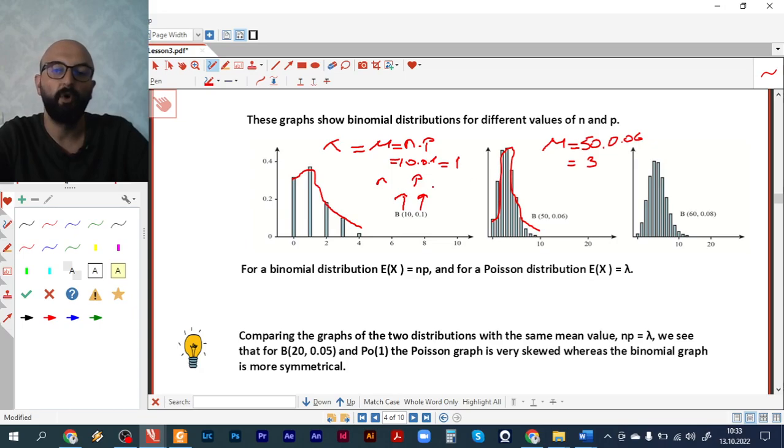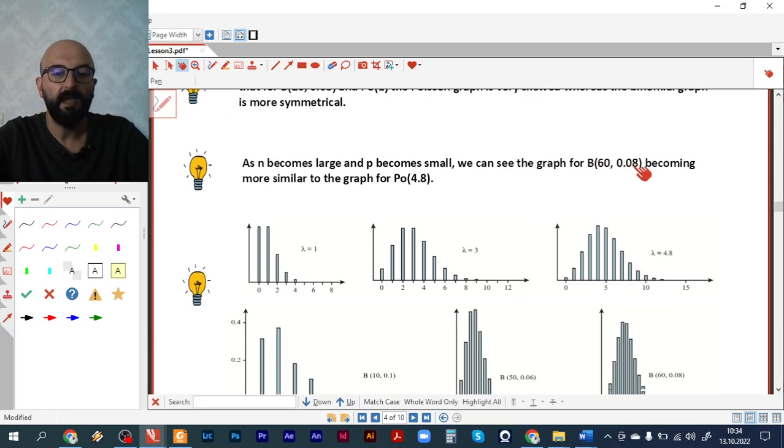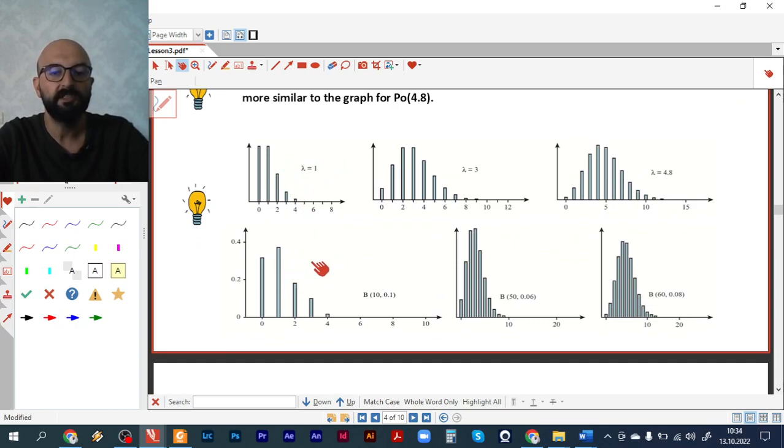Your curve becomes more symmetrical than before. And if you look at the last graph and you compute mu, it is 60 multiplied by 0.08, which becomes 4.8, and your curve becomes very symmetrical. So as a result, if you compare the Poisson distribution and binomial distribution graphs, you notice that when lambda, or mu, is bigger than before, your curve becomes more symmetrical and very similar.